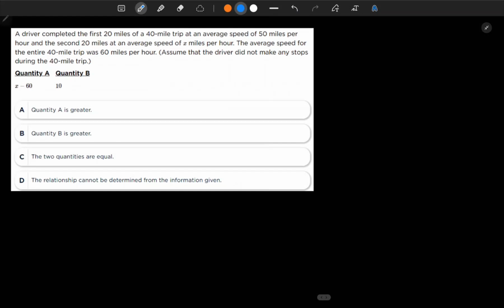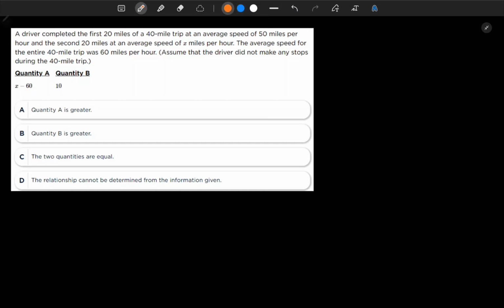Consider the following. A driver completed the first 20 miles of a 40-mile trip at an average speed of 50 miles per hour, and the second 20 miles at an average speed of X miles per hour. The average speed for the entire 40-mile trip was 60 miles per hour. Assume that the driver did not take any stops during the 40-mile trip. We wish to compare the quantity A, which is X minus 60, to quantity B, which is 10.